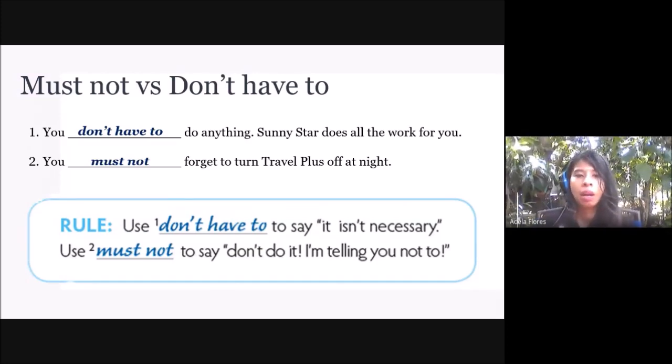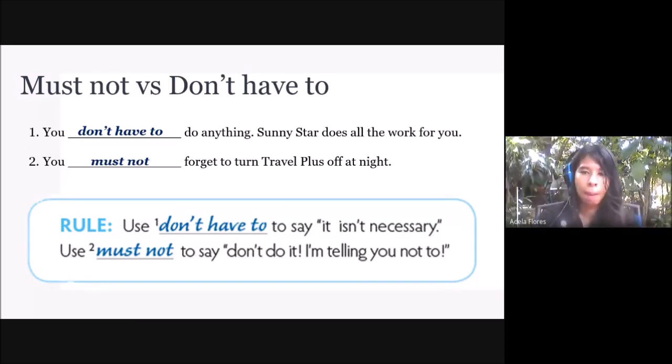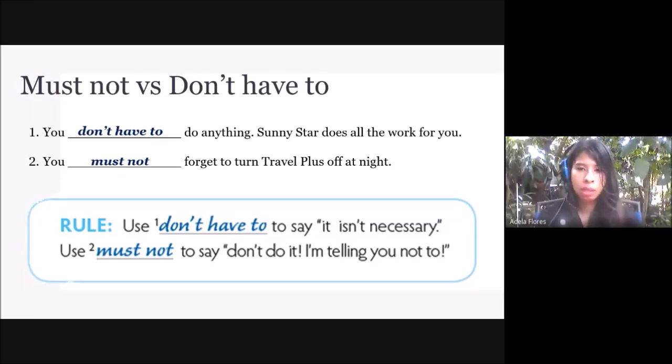Okay? Now, let's analyze. Both have similar meanings but are different. So we should not confuse them. So we understand like what's the main difference. The rule says that we're going to use don't have to when the meaning is it isn't necessary. But must not actually means don't do it. I'm telling you not to.